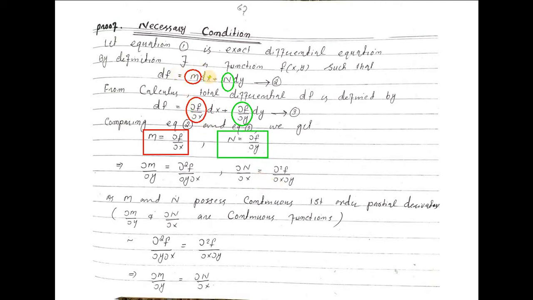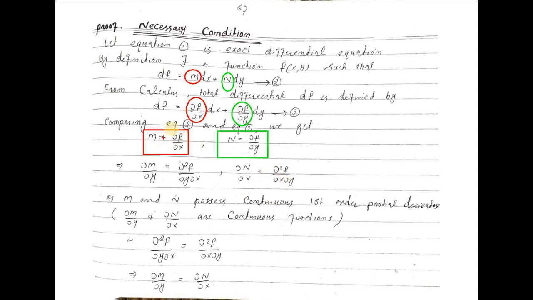This equation holds because equation number 1 is exact, and from calculus we can write this result. If we compare equation 2 and 3, we can write m is equal to del f over del x and n is equal to del f over del y. Now differentiating m with respect to y, we can write del m over del y is equal to del square f over del y del x. Similarly, differentiate n with respect to x both sides, we can write del n over del x is equal to del square f over del x del y.